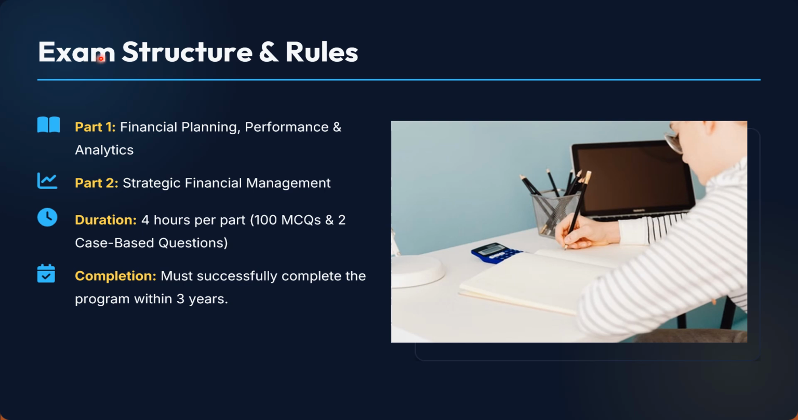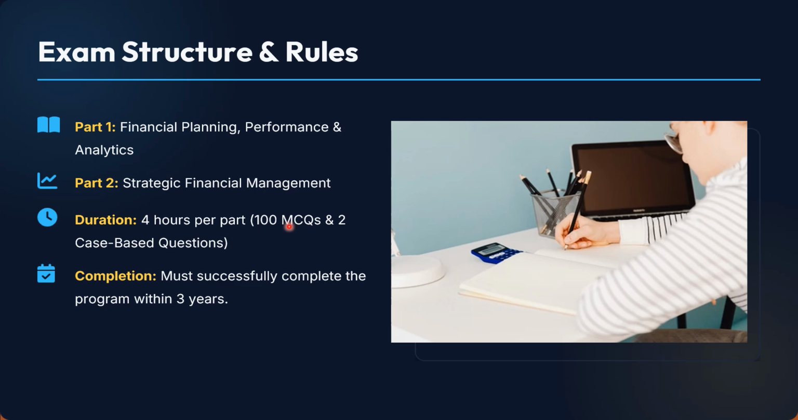Let's talk about the exam structure and the rules related to that. The CMA exam is done in two parts, part 1 and part 2. Part 1 is on financial planning, performance and analytics, and part 2 is on strategic financial management. The duration for each part's exam is 4 hours. In the first 3 hours, 100 multiple choice questions have to be solved. And once you crack at least 50% of the multiple choice questions, the case-based questions window opens.